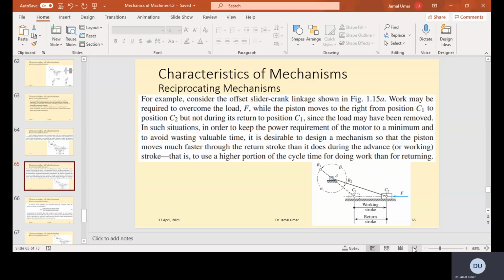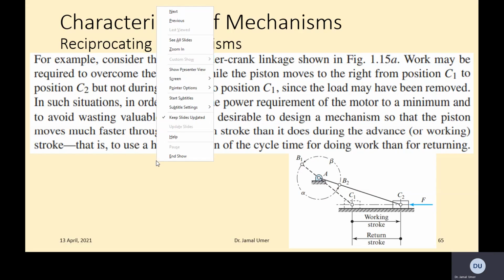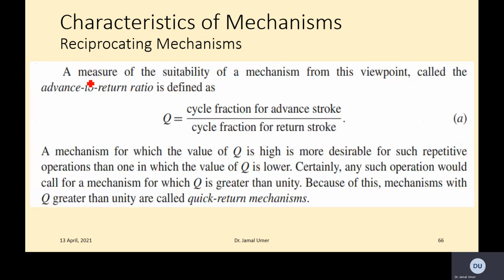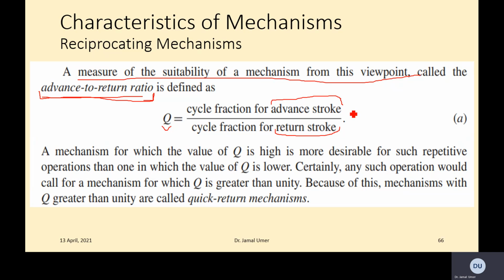All right, so now we continue. There is one ratio being evaluated, which is a measure of the suitability of a mechanism from this viewpoint, called the advance to return ratio. This Q is called the advance to return ratio. What is that? It is the cycle fraction for the advance stroke, that is, the fraction of the cycle required for the advance stroke in ratio with the return stroke. So within the cycle, we want a higher fraction for the advance stroke and a lower fraction for the return stroke.